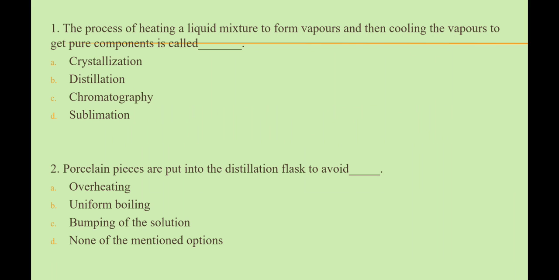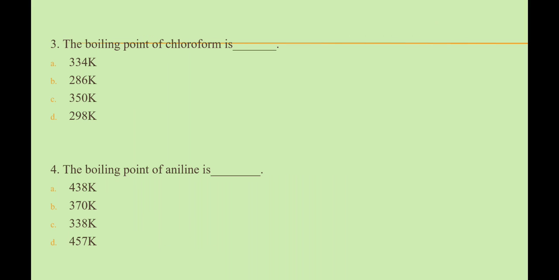So the first question is, the process of heating a liquid mixture to form a vapor and then cooling the vapor to get pure component is called option A crystallization, option B distillation, option C chromatography, option D sublimation. So the correct answer is option B, that is distillation. Now next question is, porcelain pieces are put into the distillation flask to avoid dash. Option A overheating, option B uniform boiling, option C bumping of the solution, option D none of the mentioned above. So the correct answer is C, that is bumping of the solution.